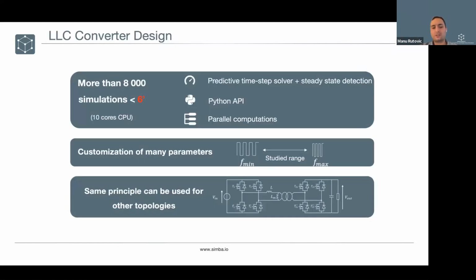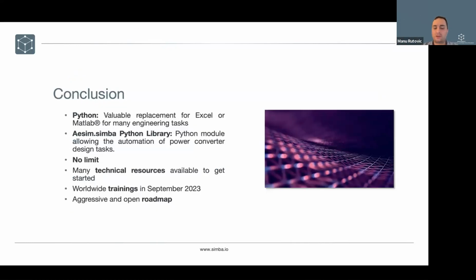So that was what I wanted to show you. I'll finish now because it's already 40 minutes. So as a conclusion, first, Python. Python itself, I think, is a valuable replacement for Excel and MATLAB for many engineering tasks. We provide a Python library called sim.simba that basically can automate the design of power converters. It has no limits. I just showed a few examples, but a lot of stuff that you might want to do can be automated with SIMBA.